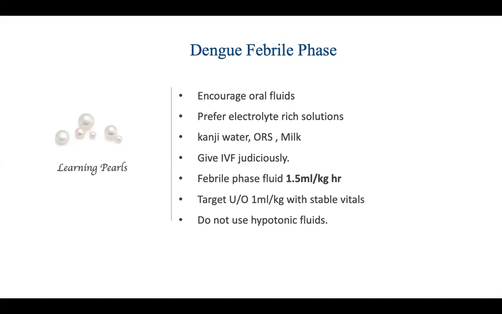As far as possible, avoid using IV fluids during the initial febrile phase. If there is a pressing need to start an IV fluid, then just start at 1.5 ml per kg per hour. That is much, much, much less than the normal maintenance fluid. That is, just give enough fluid that gives you a urine output of 1 ml per kg with stable vitals. And most importantly, do not use hypotonic fluids.